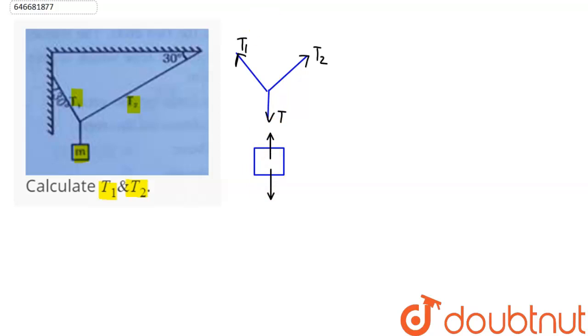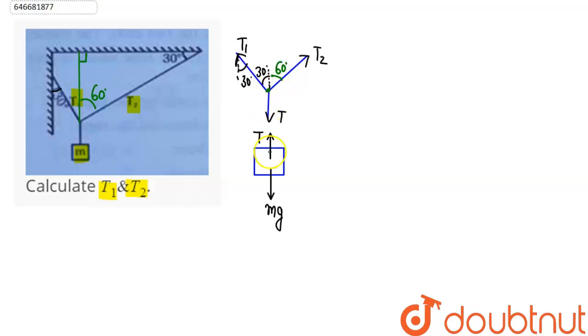The force on this mass M will be T upwards, and the weight of this block, mg, will be along the downward direction. Here we have this angle as 30 degree. If we draw a line parallel to the wall, this angle is our 30 degree, which implies this angle, being the alternate angle, will also be 30 degree. Similarly, if we draw a perpendicular from here to the base, we have this angle as 90 degree, which implies this angle shall be equal to 60 degree.